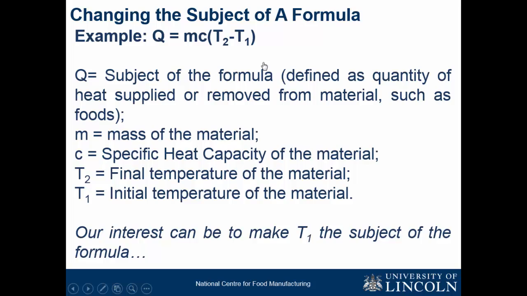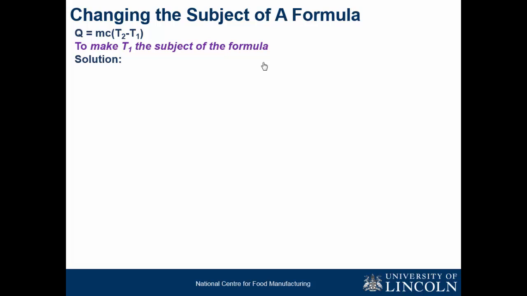So there are some steps we need to understand, there are some things we need to do. I'm going to illustrate that using this particular example. Now to make T1 the subject of the formula, let's look at how we're going to solve this. You can see our T1 is hidden somewhere here. So we need to get rid of this bracket in a way that will make our T1 free, and then we'll be able to transfer our T1 to the subject position. Now let's look at how we're going to do this.